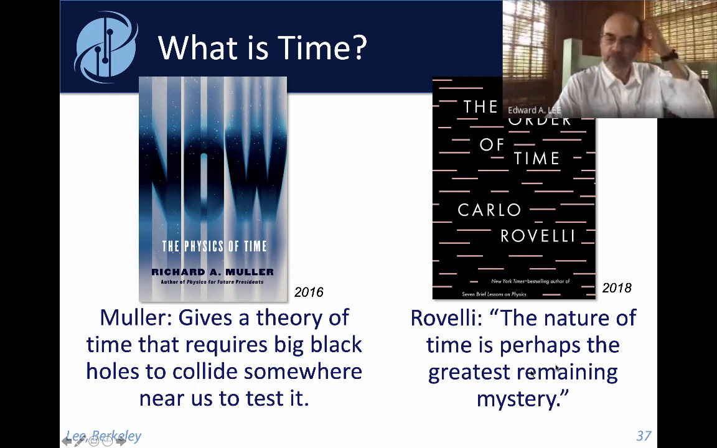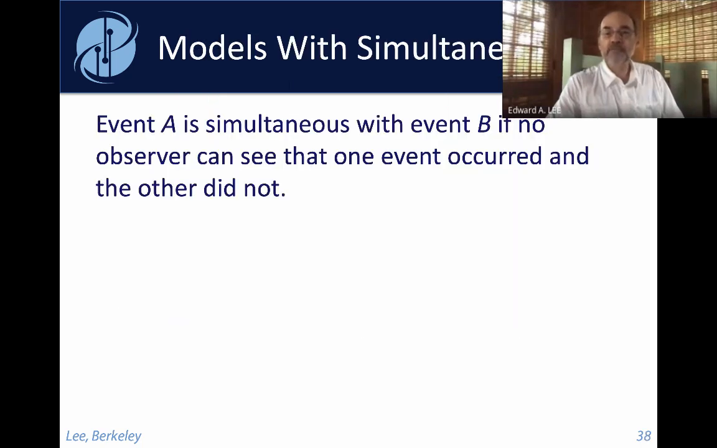Now, typically when people do modeling, they just say, oh, we'll just use Newton's model of time, and we just run with that. But Newton's model of time, it turns out, has trouble with the concept of simultaneity. An event A is simultaneous with an event B if no observer can see that one event occurred and another did not. But this requires a well-defined notion of an observer.